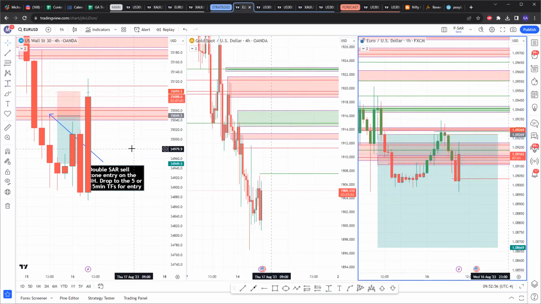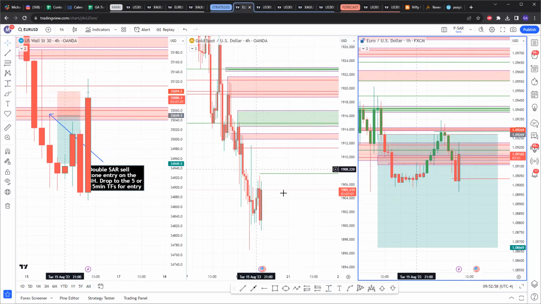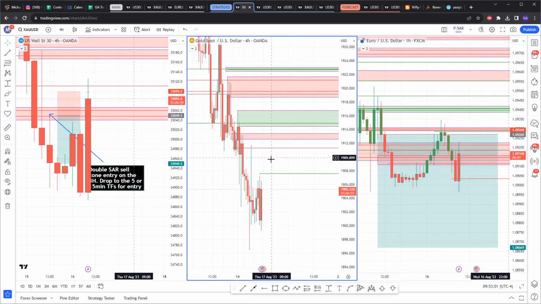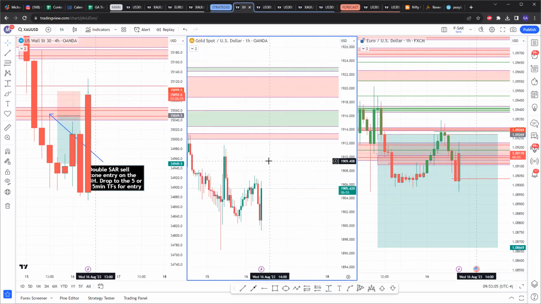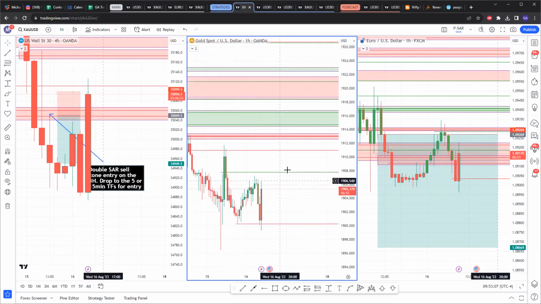Given that I'm still bearish on all three instruments, on gold, unfortunately, I don't see any entry, whether it's on the 4-hour or the 1-hour. Keep in mind, I'm only looking for entries from those SAR regions.